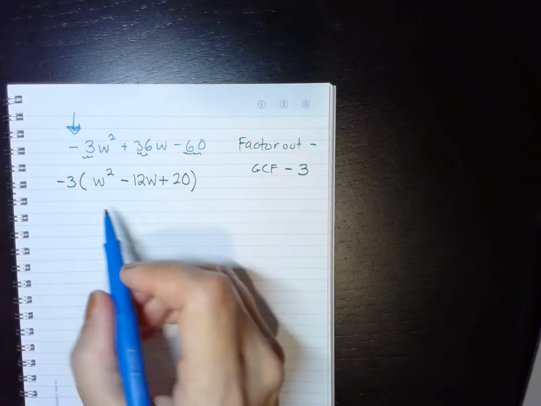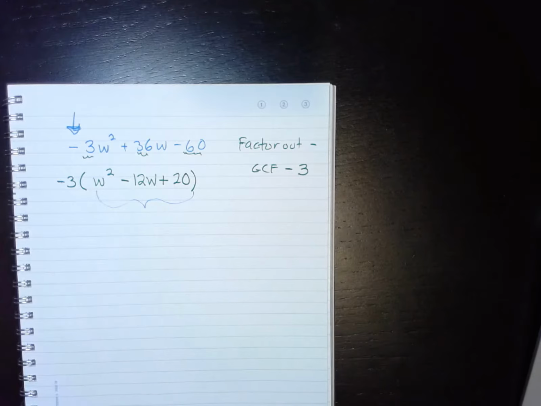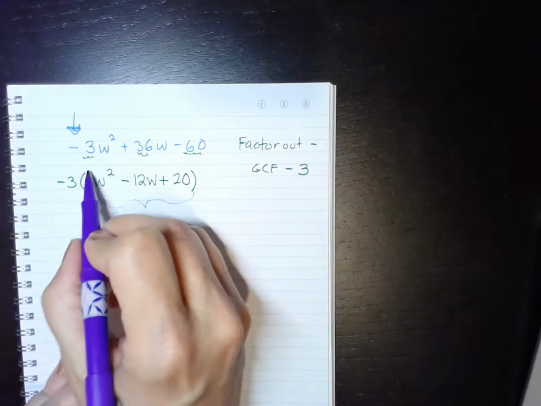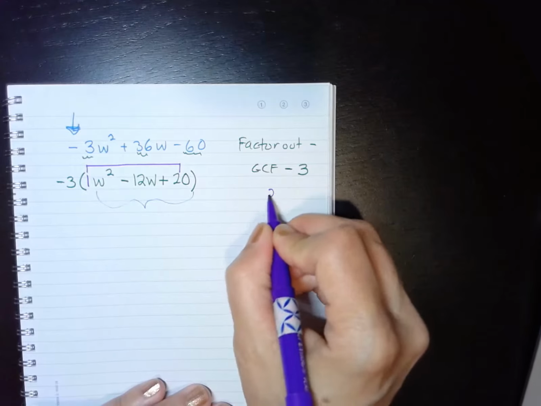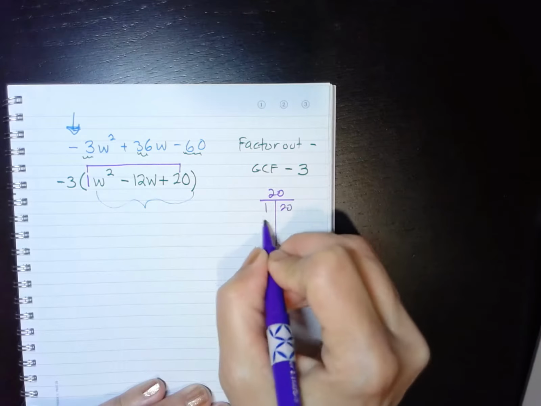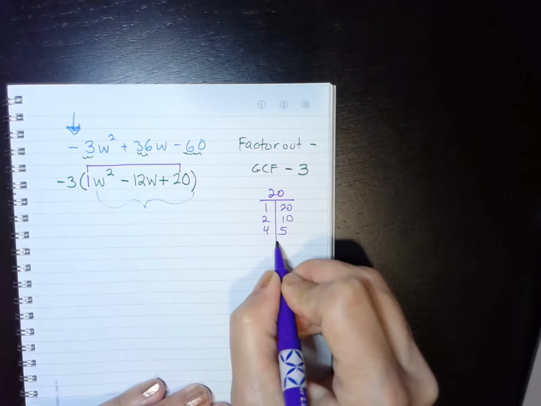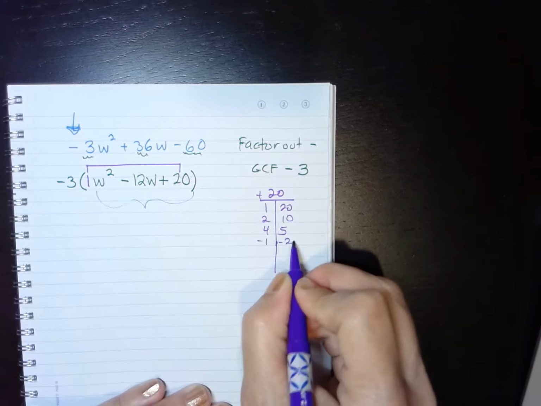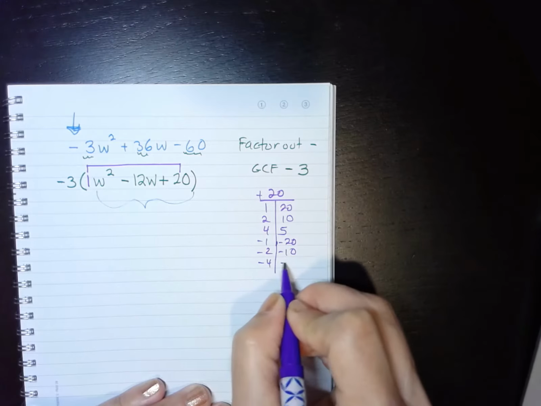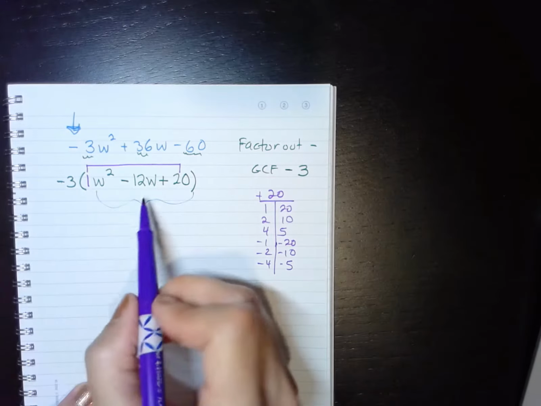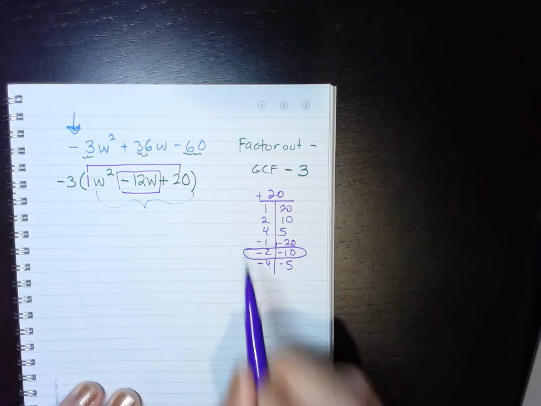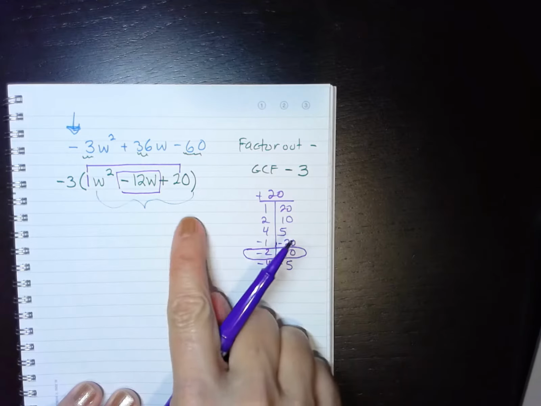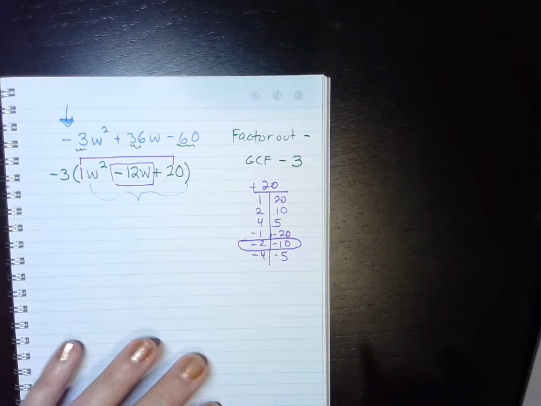Okay, so now the next question is, will this trinomial that I have left factor again? So I go back to my box. I take my leading coefficient times my constant, and that's going to be a 20. I list the factors of 20: 1 times 20, 2 times 10, 4 times 5. It was a positive 20, so I also need to consider the negatives. And I'm trying to make a -12 right here in the middle. So it looks like there are my people right there: -2 and -10 make a -12. So it looks like this one's going to factor.